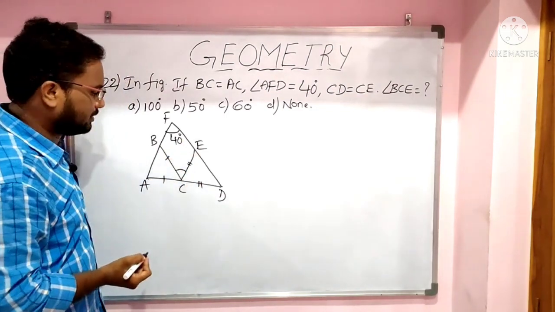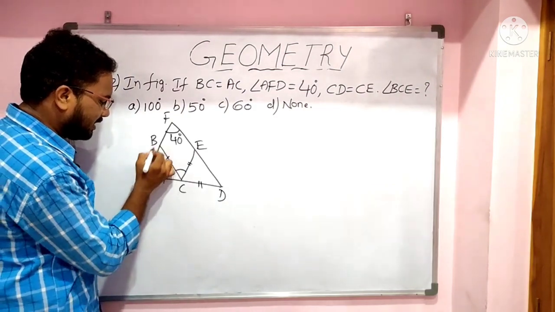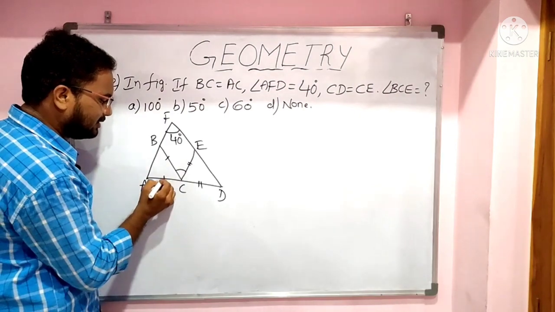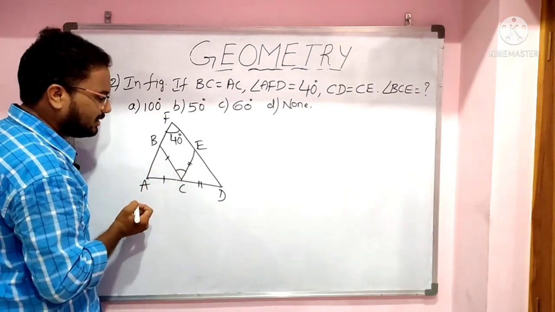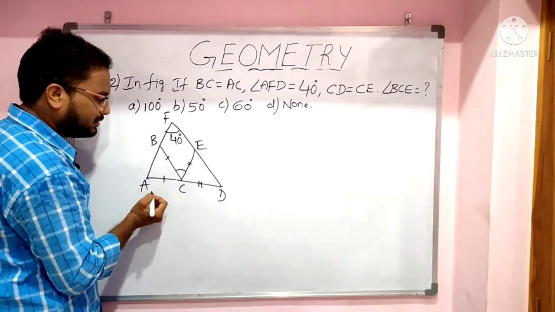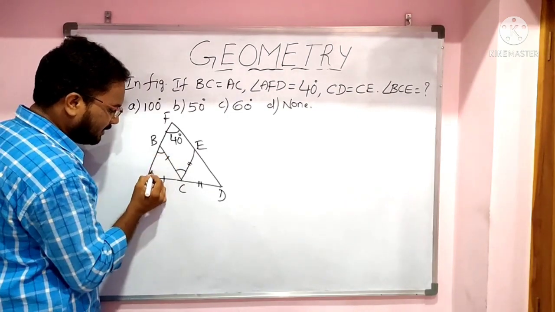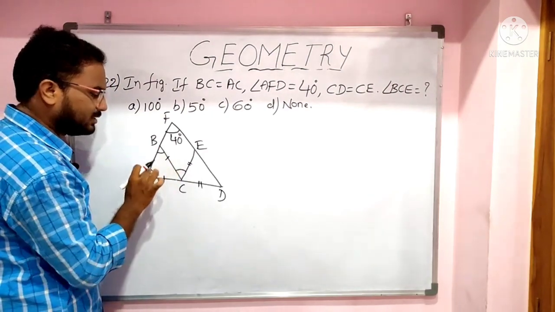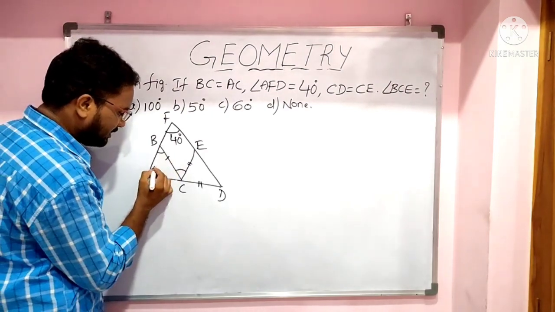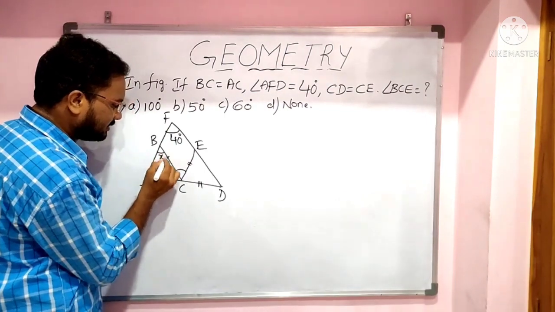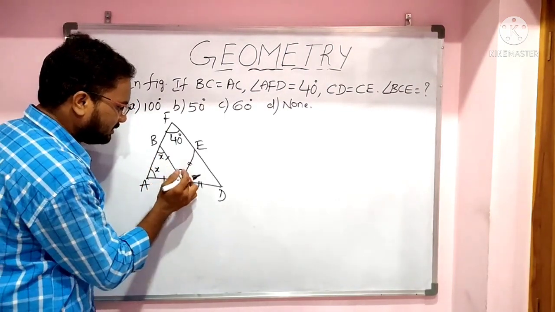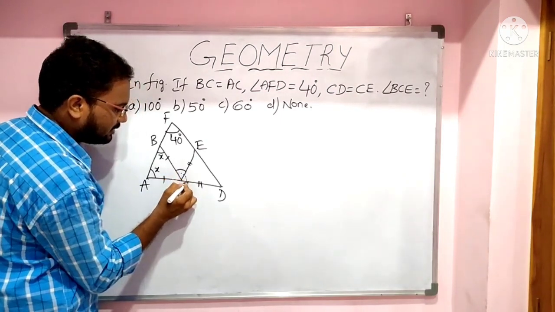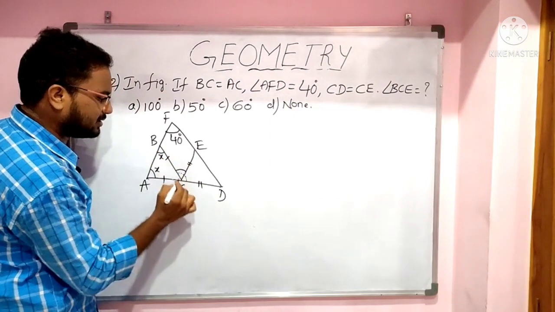First of all, this is triangle ABC. In this triangle, these two sides are equal, so it is an isosceles triangle. So hence these two angles are equal. Let us say if this is x, then this will be x. And now this is the exterior angle of triangle ABC.